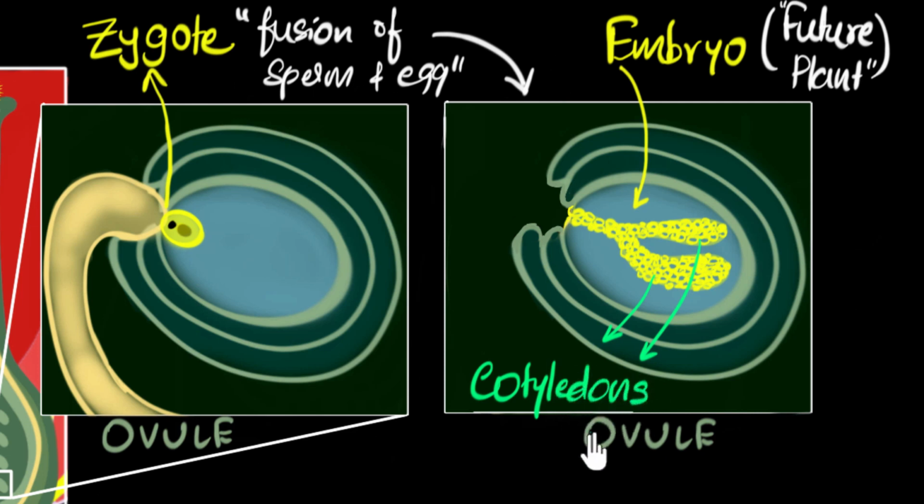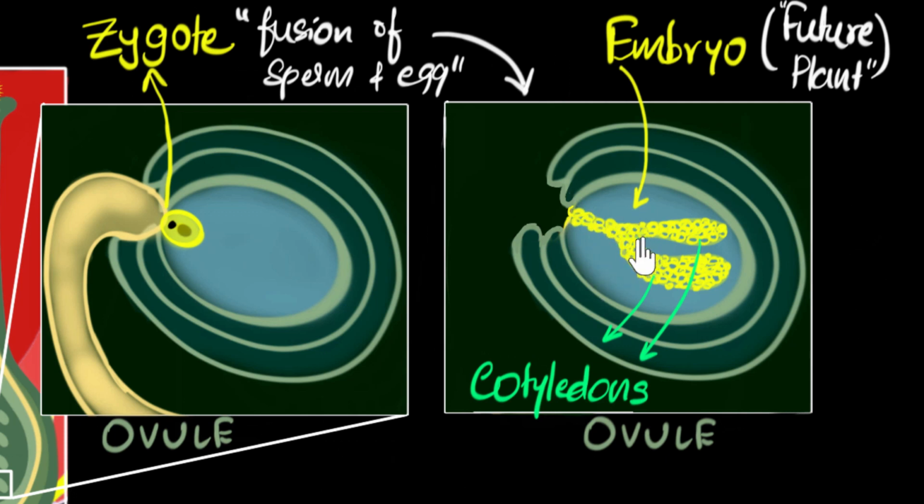And their main job is to provide the embryo with all the nutrition, all the food that they need. Once it starts growing, it'll require a lot of food. And remember, we don't have leaves yet. So until the new leaves get formed, the cotyledons are the ones that are going to provide them with nourishment when it starts growing eventually. We'll look at that in a second.